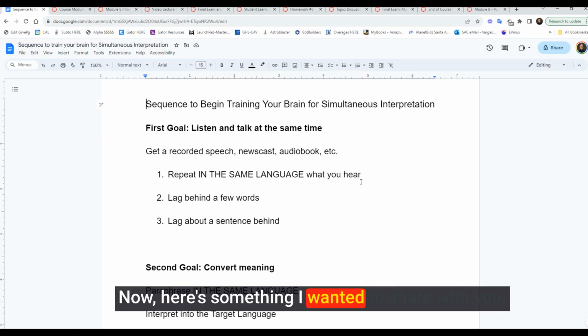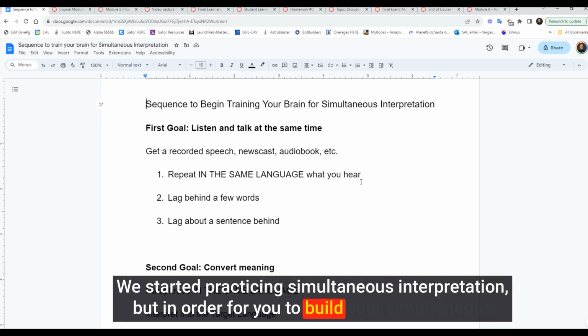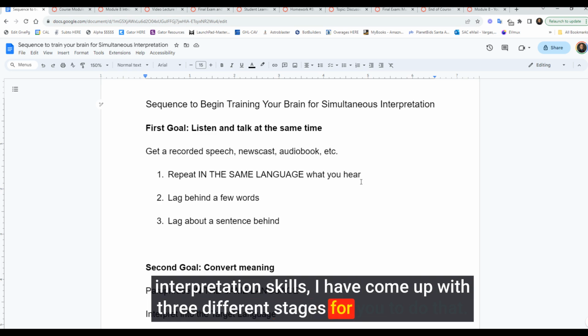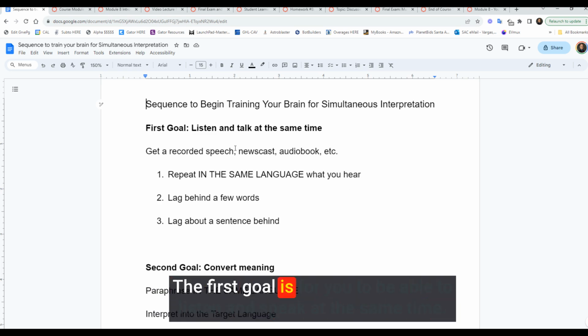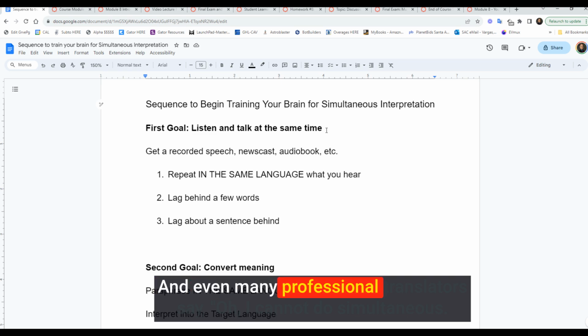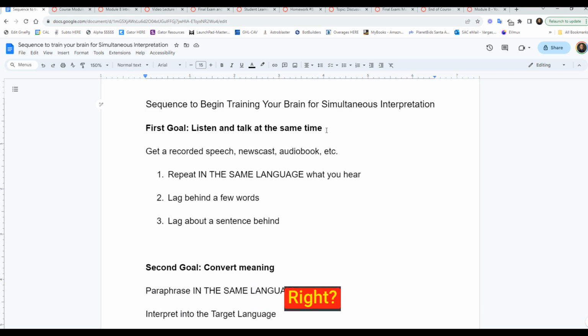Now, here is something I wanted to share with you. We started practicing simultaneous interpretation, but in order for you to build your simultaneous interpretation skills, I have come up with 3 different stages for you to do that. The first goal is for you to be able to listen and speak at the same time. This is not natural. And even many professional translators say, oh, I cannot do simultaneous. I like consecutive because I don't have to listen and speak at the same time. It's too difficult. I get confused, right?